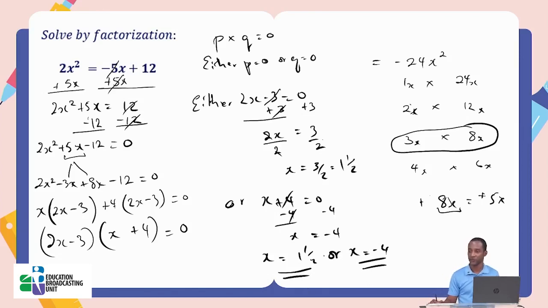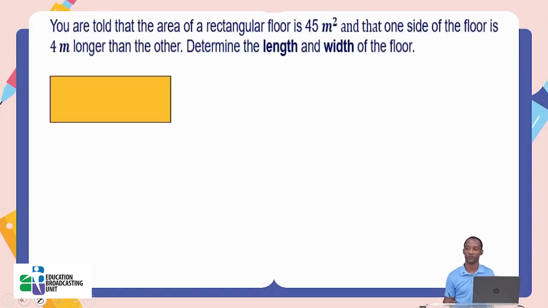Now, one way to know if your solution is correct is simply to take the values of x. For instance, 1.5. You can plug it in this equation here, wherever you see x. So 2 times the square of 1.5 plus 5 times 1.5 minus 12, and you should get 0. As well as taking the next value of x, negative 4. So 2 times the square of negative 4 plus 5 times negative 4 minus 12, and that should also be 0. Now let us look at the next question.